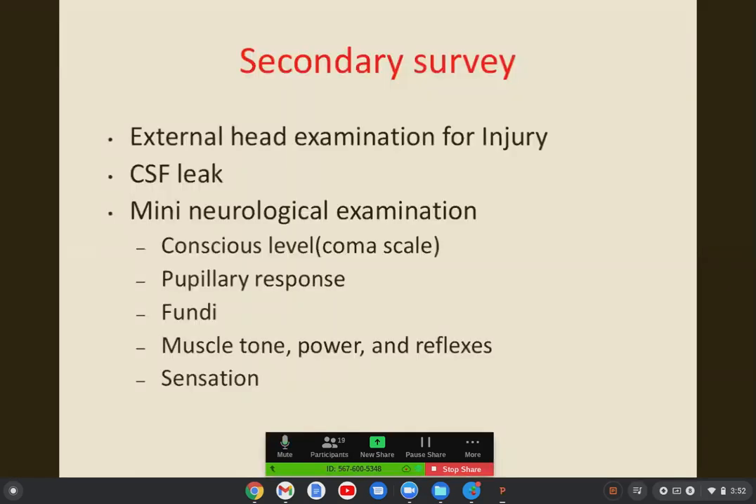In the secondary survey, head examination is important. Check for injuries, check for CSF leak, and do a mini neurological examination: evaluate consciousness level by coma scale, pupillary response to check the level of injury, and the fundus for retinal hemorrhages. Look for tone, reflexes, and power to understand how the spine is affected, and check sensations to understand spine injury, Brown-Séquard, or cauda equina associated with trauma.